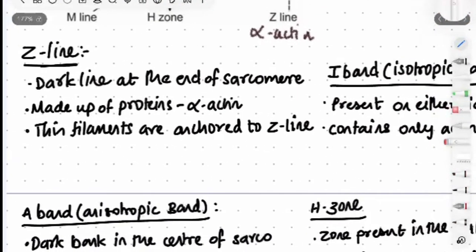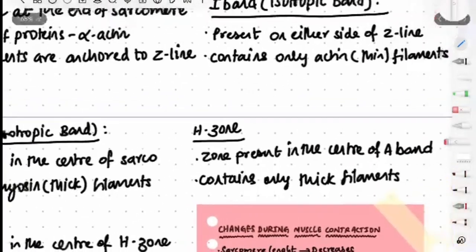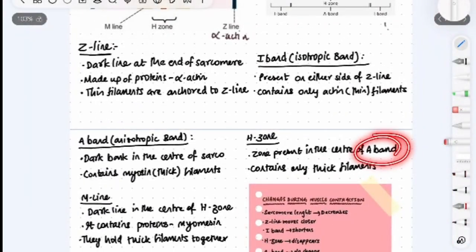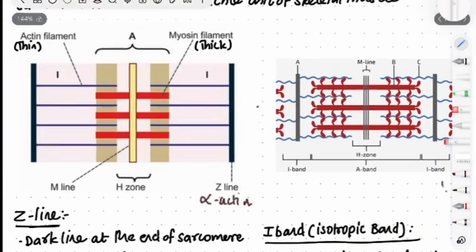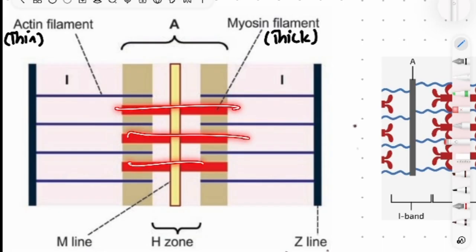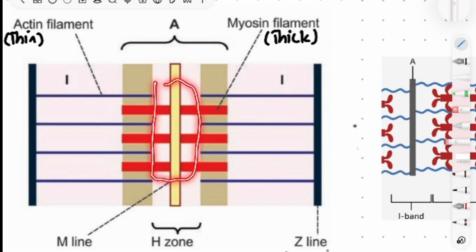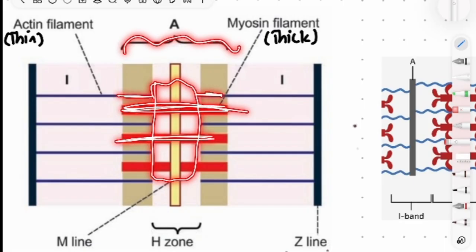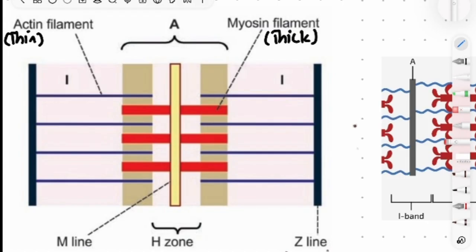Now what is the H zone? The H zone is present in the center of the A band and it contains only thick filaments. You can see this whole thing here is the A band, which contains the actin filaments and myosin filaments, and this H zone is the region in the center of the A band which only contains the thick filaments. In the A band you can find the thick filaments as well as small fragments of thin filaments. I'll show it to you again with a different color so that you don't get confused.